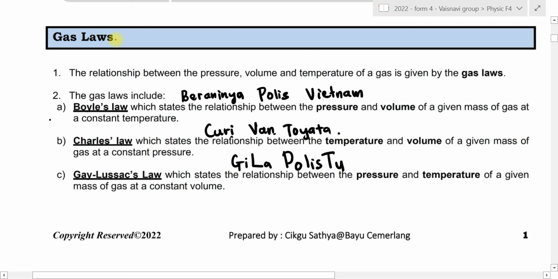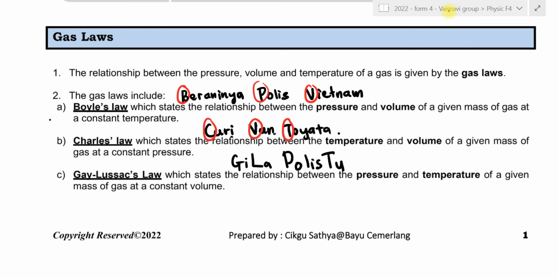Beraninya polis Vietnam curi van Toyota. Gila lah polis tu. This means: B for Boyle's law, pressure and volume. Charles's law, volume and temperature. Gay-Lussac's law, pressure and temperature. Whether they are directly proportional or inversely proportional, we will see later, maybe next week. For today, I just tell you there are Boyle's law, Charles's law and Gay-Lussac's law.